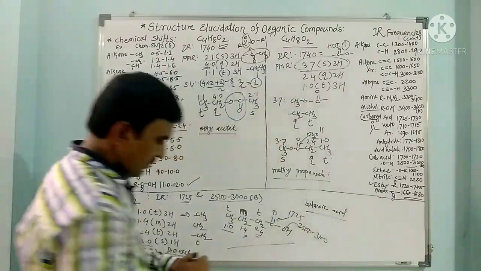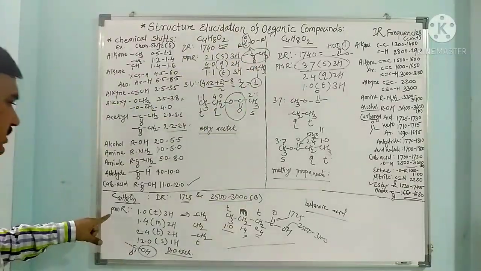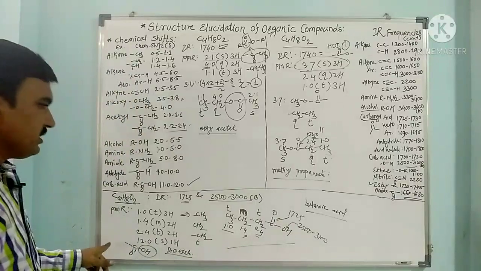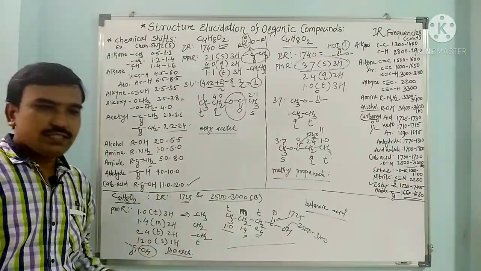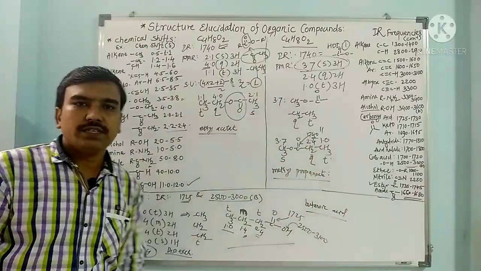So here the molecular formula is the same, C4H8O2, but this is ethyl acetate, this is methyl propanoate, and this is butanoic acid. Just by changing the IR frequency and PMR data, we can have different structures.